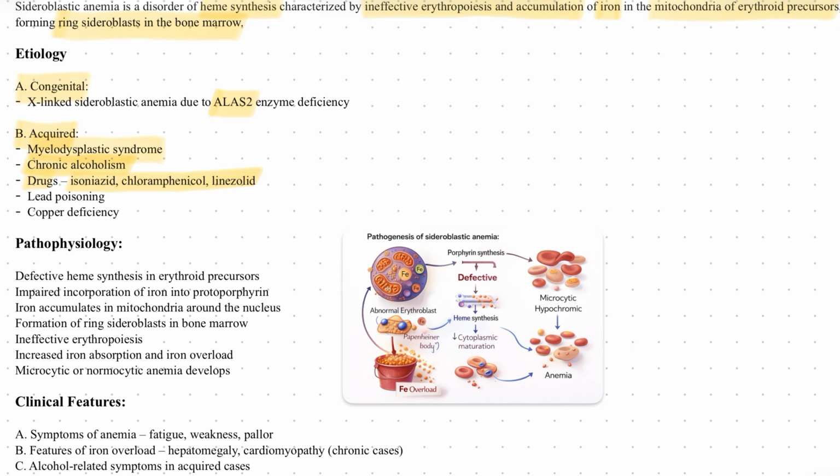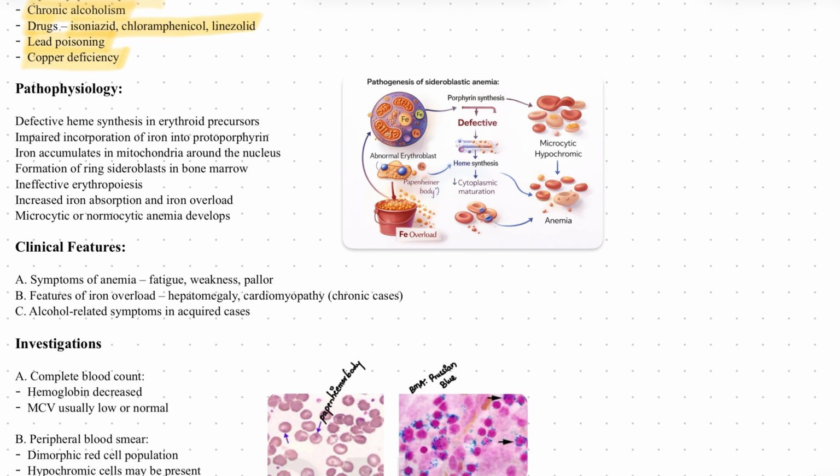Then chronic alcoholism, drugs: isoniazid, chloramphenicol, linezolid. There is one more anemia caused by chloramphenicol; you can answer that in the comment section too. Lead poisoning, copper deficiency.